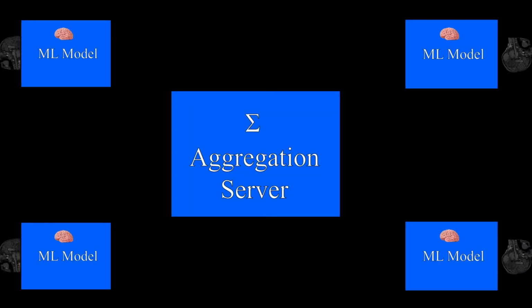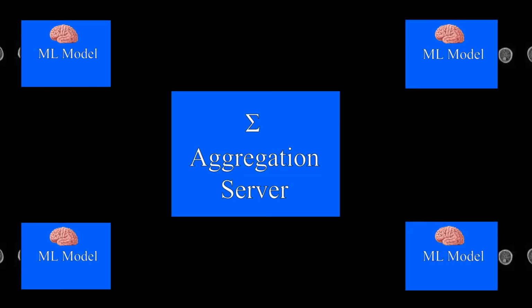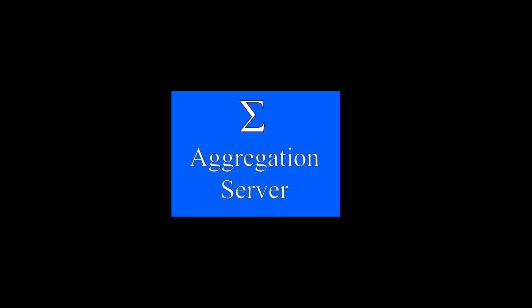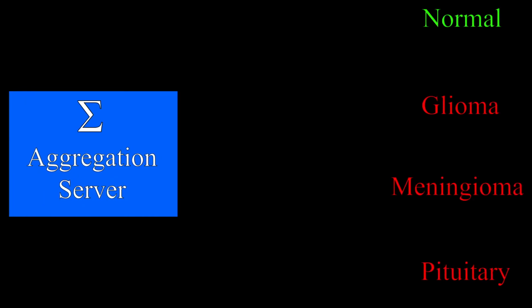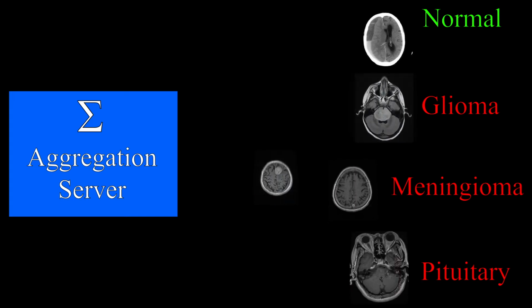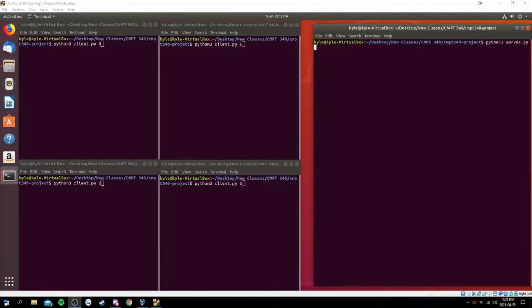In our federated learning model, multiple machine learning models are trained independently on different datasets, and then they are aggregated on a remote server to create a new single model. This new model will then be able to classify tumors based on their type, just like the individual machine learning models were able to do.